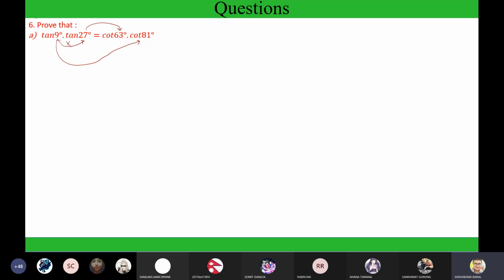So let's talk about these two. Tan 9 degree, tan 27 degree, cot 63 degree times cot 81 degree. So let's solve it. Solution.